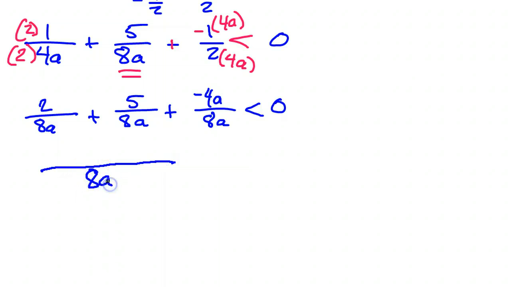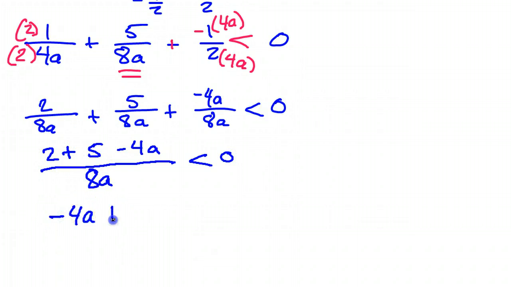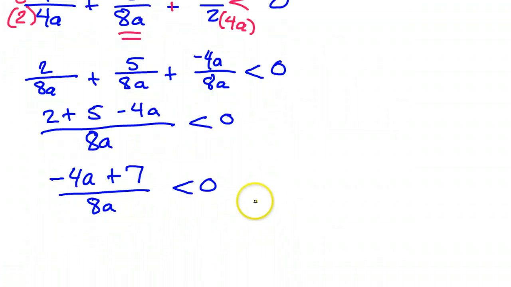I will keep my common denominator of 8a, and I will add 2 plus 5, and I'm doing plus negative 4a, but now I can go ahead and just put minus 4a. I'm putting all these together. So obviously I have some like terms right here. 2 plus 5 is 7, so this gives us negative 4a plus 7 over 8a is less than 0.